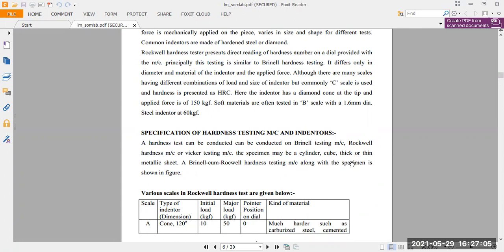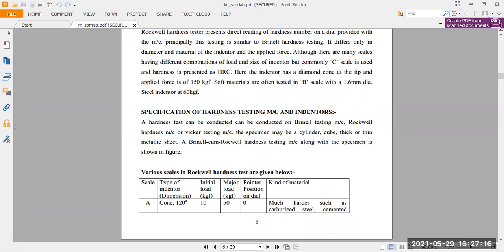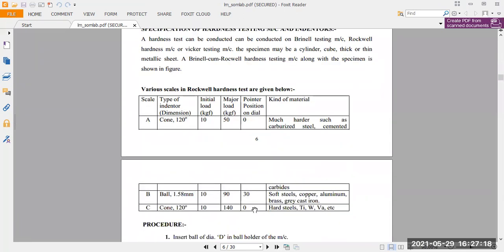Here we can use thin specimens, unlike the Brinell hardness test. A Brinell cum Rockwell hardness testing machine, used along with the specimen, is shown in the figure here. What is given in this scale? The scales given are A, B, and C. Three scales are there.